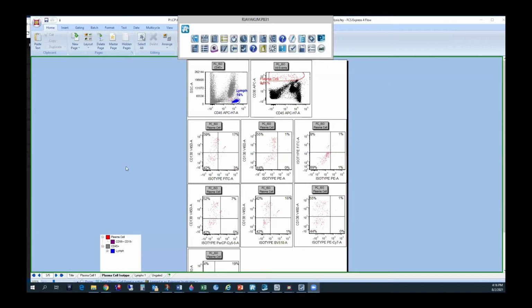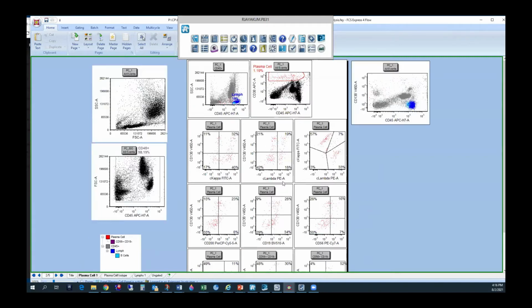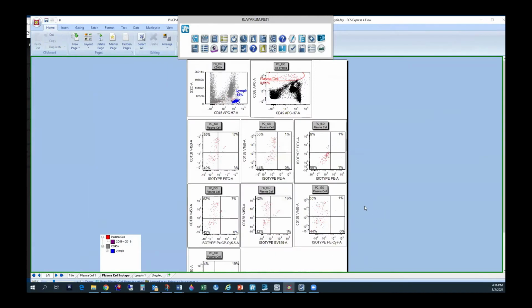So if you see, this is an isotype tube that we always run with the plasma cell panel. And in this, we decide what is positive and what is negative, and then we adjust the gate based on that. So for example, here is CD19. Sometimes we will drag this gate to this side or this side based on where the CD19 is positive in this one. Here is CD19.